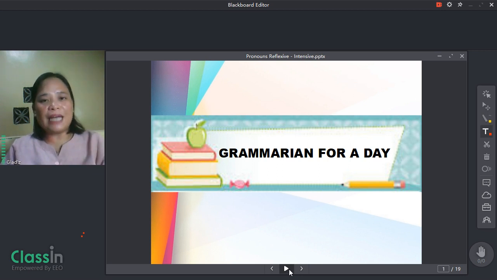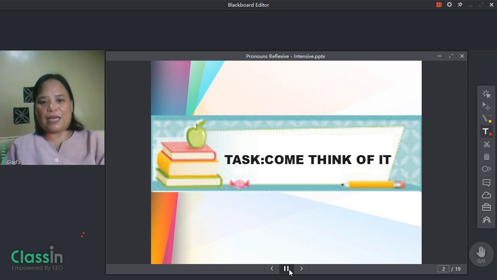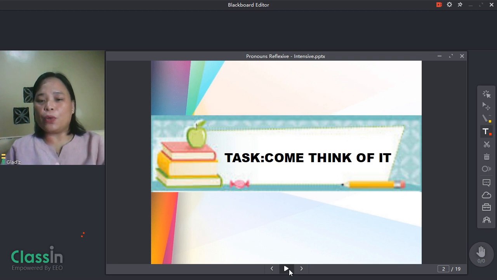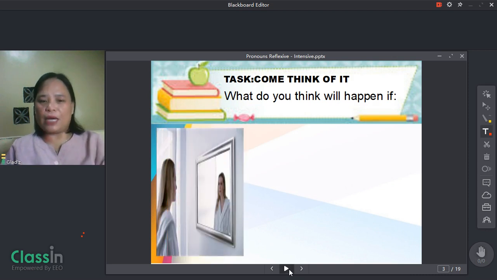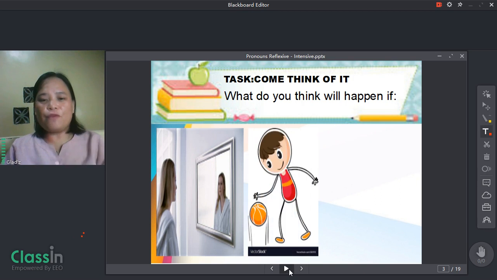But before that, let us first have this task. This task is what we call "Come to Think of It." So what do you think will happen if you look at the mirror? Come to think of it, what will happen if you look at the mirror? Or if you dribble a ball? What do you think will happen if you dribble a ball?